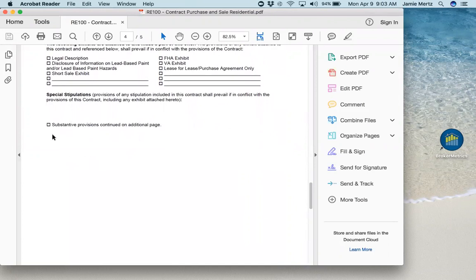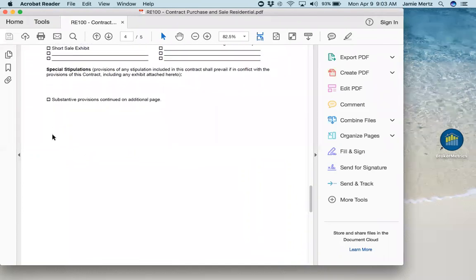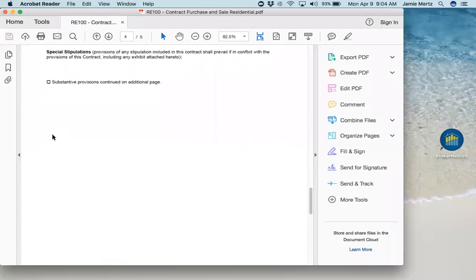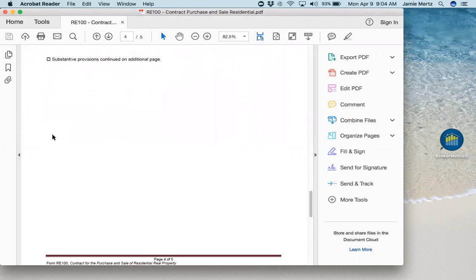This might be something where you're going to say the seller's property disclosure statement shall be attached to and made part of this contract as Exhibit A and provided within 3 days of binding agreement date. That information is what you're going to list here. Perhaps seller's providing a home warranty not to exceed $500. Again, you're going to list that information in the special stipulations.